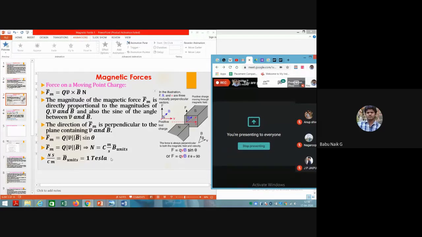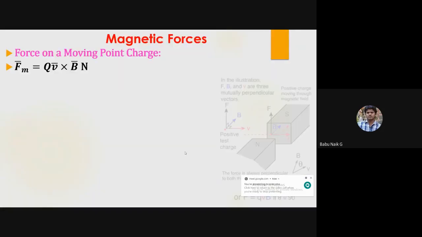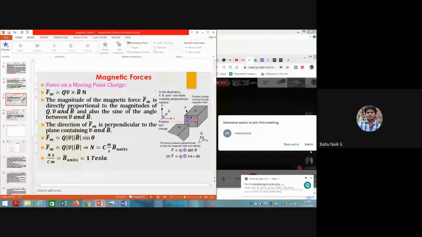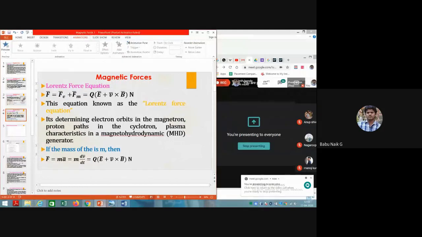So this is our magnetic force on a moving point charge, which can be calculated here. Now, after the electrostatic and then magnetostatic, here we can take both combinedly. What will it be? The force of electrostatic and then magnetostatic, if you combine these two.